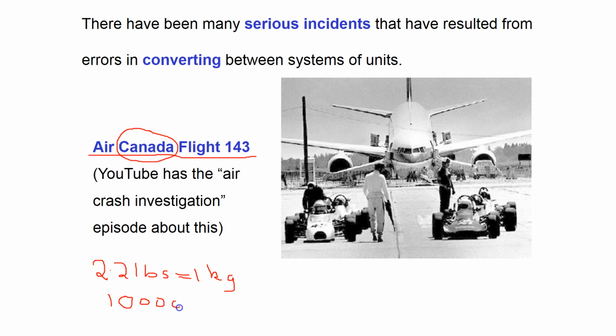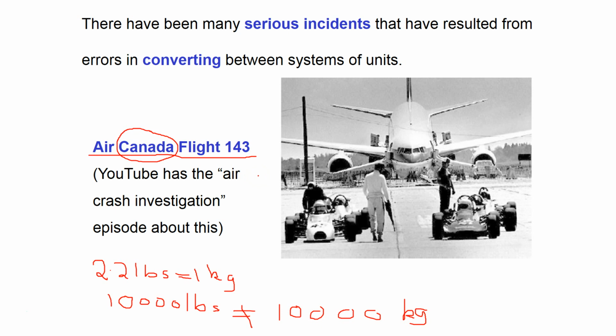10,000 pounds of fuel does not equal 10,000 kilograms. All right? So these guys mislabeled the pounds of fuel as kilograms, and that's what the flight crew thought that they had on board. In reality, they had half as much fuel as what they believed.